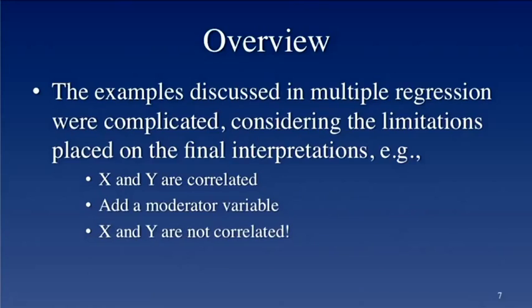Same thing with moderation, right? We saw that, hey, x and y have a nice strong positive correlation, but wait, add a moderator and it might go away. So there are a lot of qualifications and disclaimers that we needed to put in at the end of every example. And that's because we weren't working with examples where we had randomized controlled experiments.